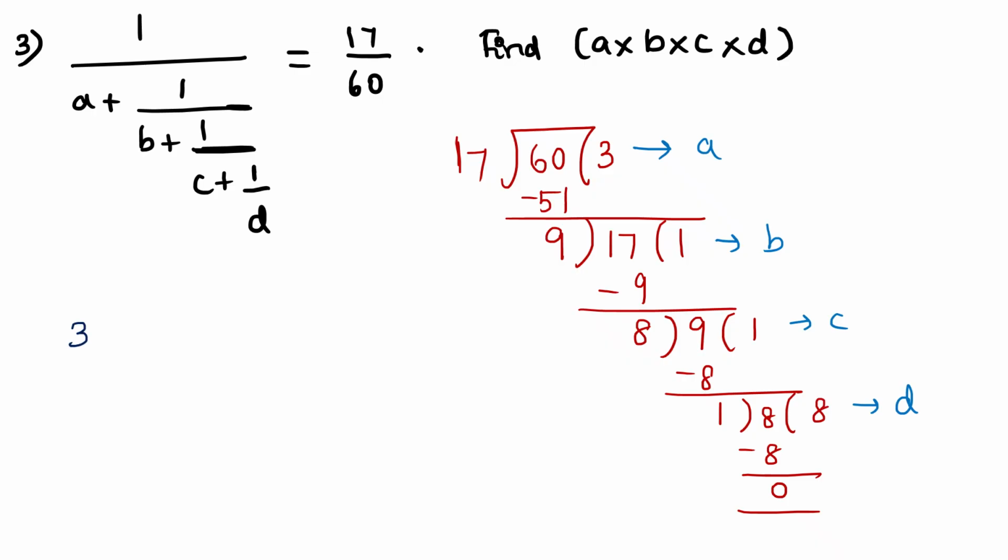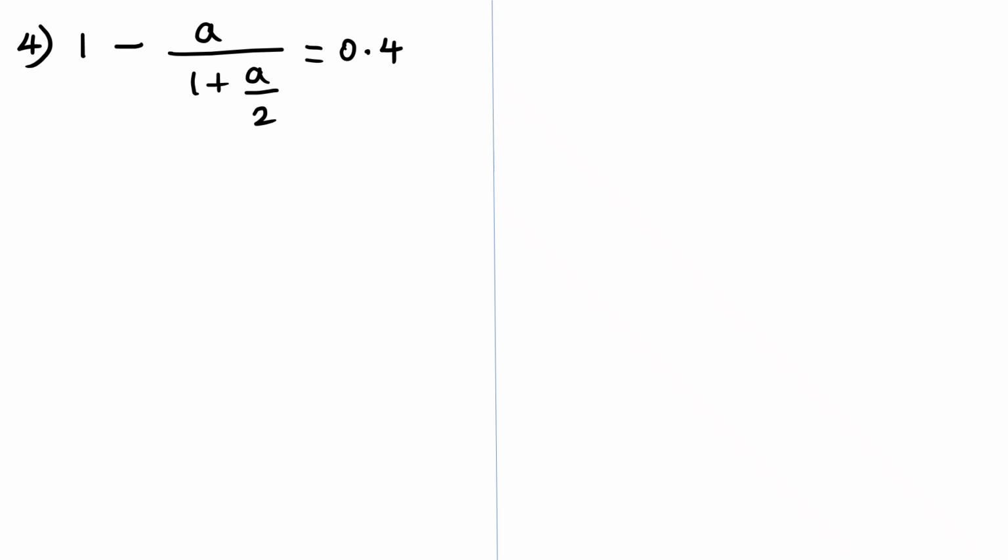Now I can write A into B into C into D, right? A into B into C into D. I'll be getting 3 into 1 into 1 into 8, which is 24, my answer over here. It's very, very easy for you to understand here. Now let's move on to the next problem.